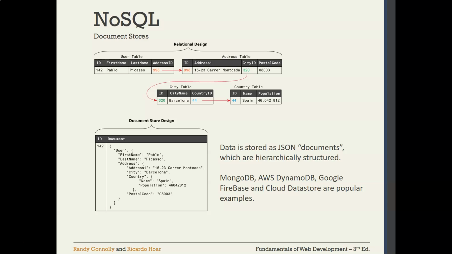In this class, of course, we've already had some exposure to this in our labs. We've already used MongoDB, but there are some other examples. As you can see, AWS has its own cloud database that's very similar to MongoDB. Google Firebase and Cloud Data Store also are document stores in some kind of way.